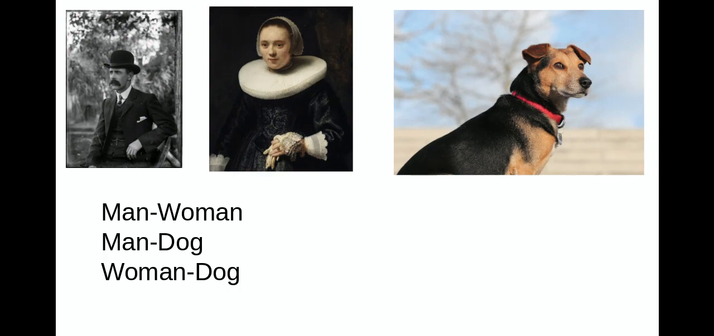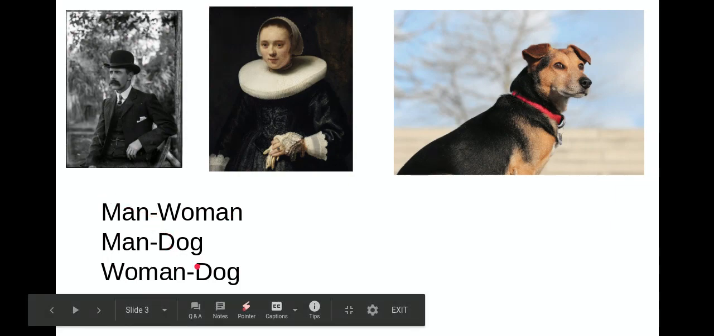So we have man and woman. Okay, we have man and dog, and then we have woman and dog. Those are the three combinations that we can make out of these three options that we have. So keep this little experiment in mind as we move on to the actual math section here. Oh, and you might be saying, what about woman and man, and dog and man, and dog and woman? It's the same thing. The order doesn't matter in this case.